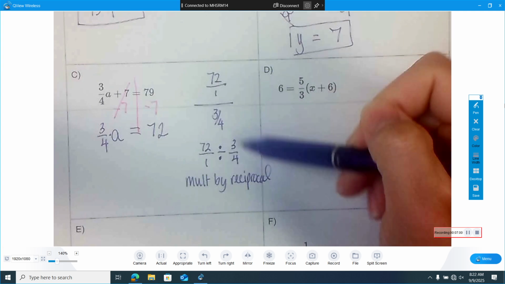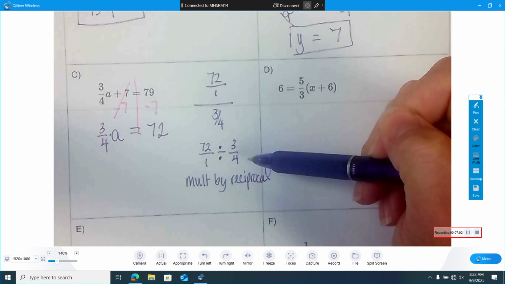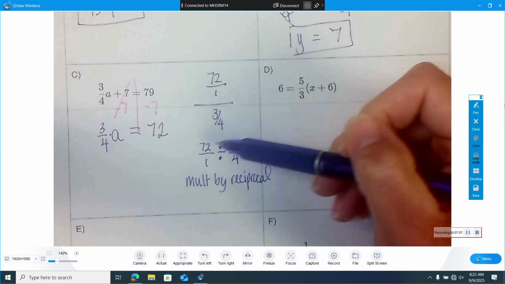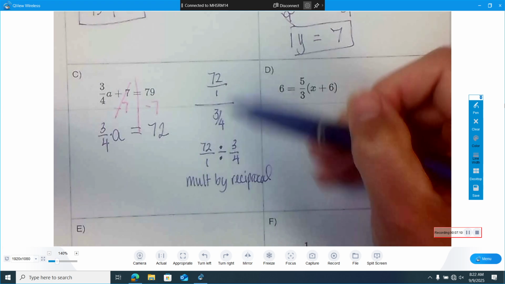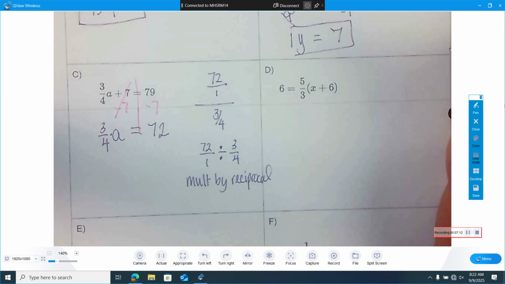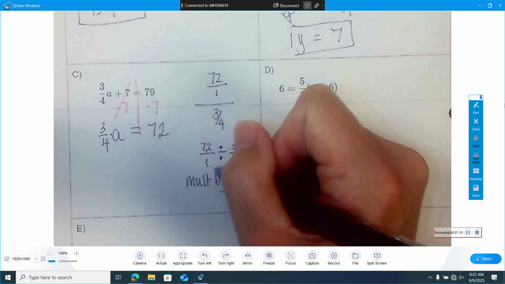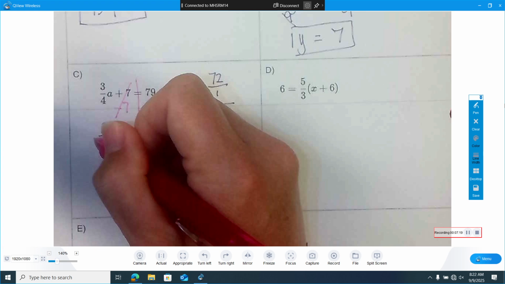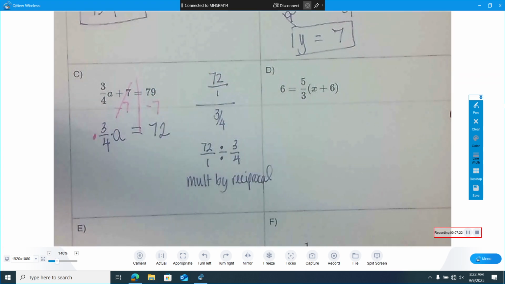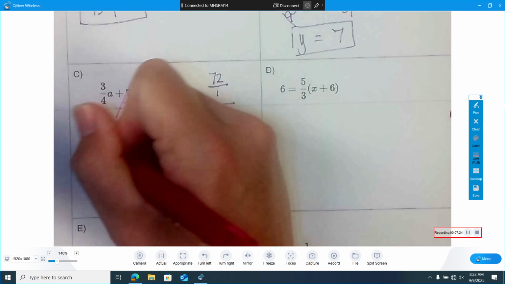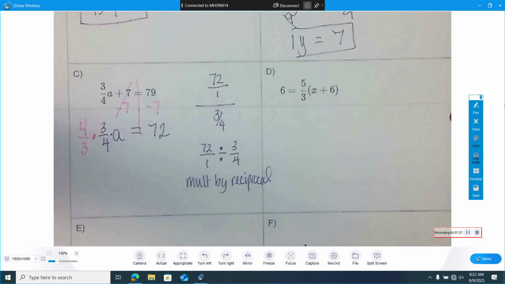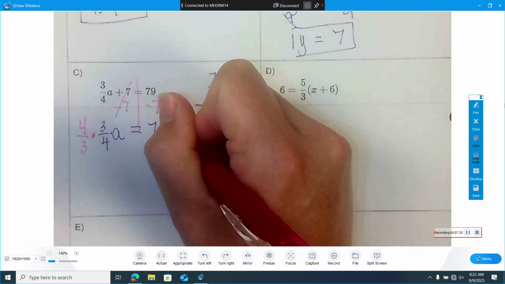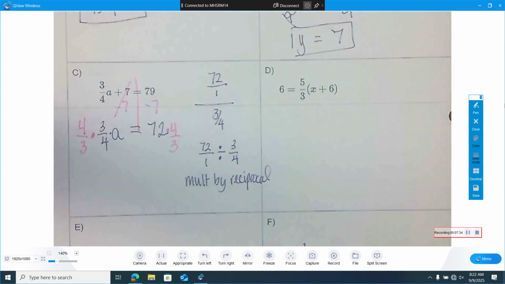All right, but this is what we're doing. We just learned, again, how to divide by fractions. Keep change flip, right? When you see it in this form, we haven't shown this form very often. But the reality is, when we do keep change flip, we are multiplying by the reciprocal. To get rid of 3/4, I want to multiply both sides by the reciprocal. What does the reciprocal do? Flips the fraction. Okay, so I'm going to multiply by 4/3 on both sides.